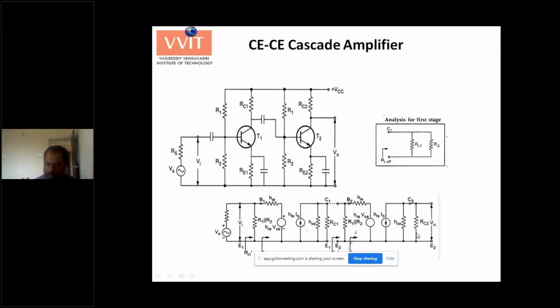The 3 parameters, current gain, input resistance, and voltage gain, have to be calculated for the second stage first, then you move to the first stage. Whereas while calculating output resistance, the analysis must start from the first stage. First you calculate output resistance for stage 1, then you find output resistance for stage 2. The first 3 parameters are calculated in right to left fashion, from the last stage to the first stage, whereas output resistance is calculated from the first stage.